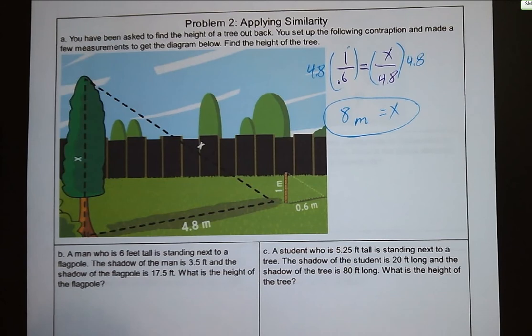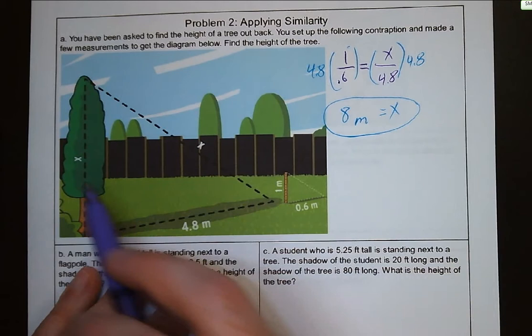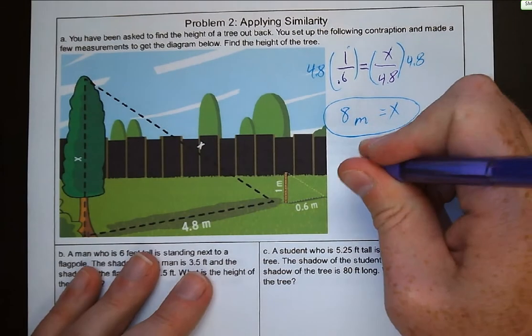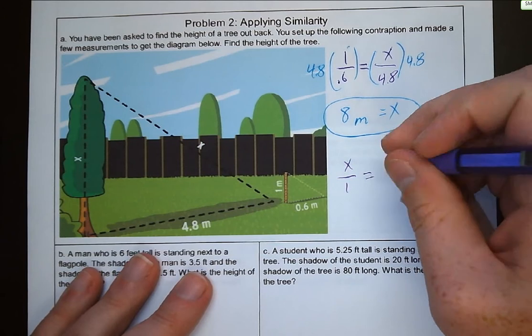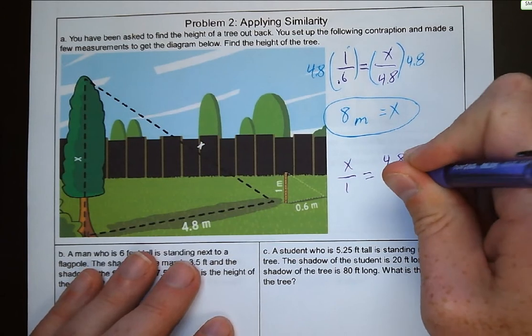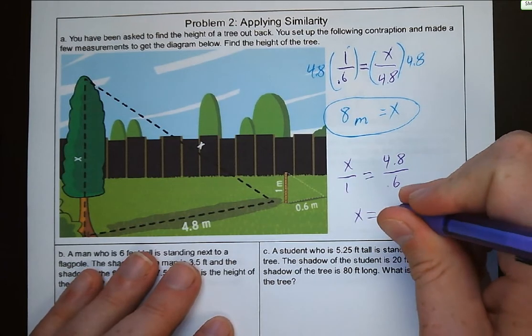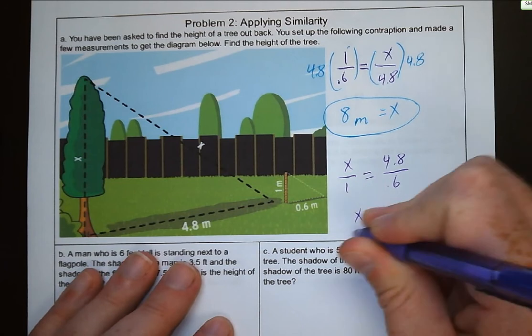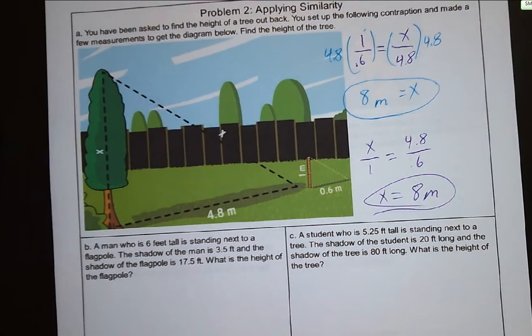Now, could you also set up your proportion the way I did before, where I have one piece from each side? You can. You have x over 1 is equal to 4.8 over 0.6. And when you simplify, you are going to get 8 meters. Either way is a correct approach. So now we have letter B.